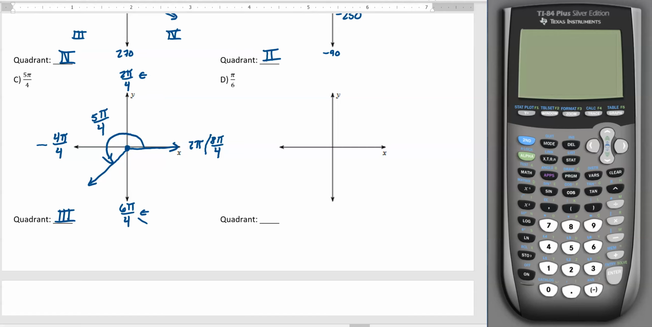And then we have pi over 6. Remember that this is pi over 2. Pi over 6 is going to be really a thin angle here. So for this one, I would show my positive angle opening and say pi over 6. Make sure we demonstrate that measure. And that ended up in the first quadrant. So that's how we graph angles in standard position.